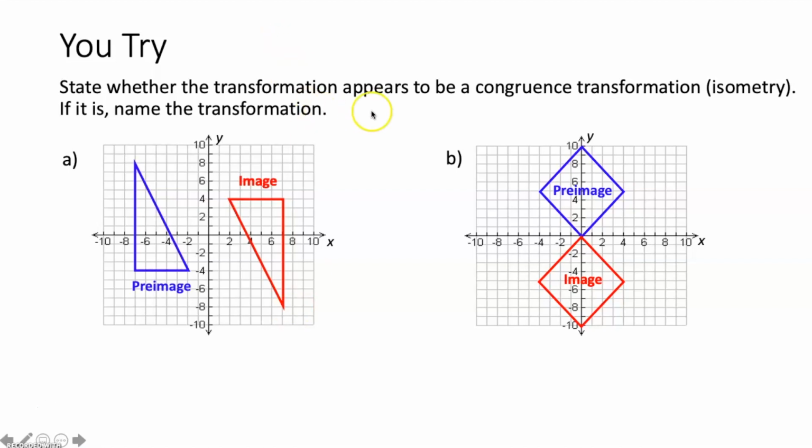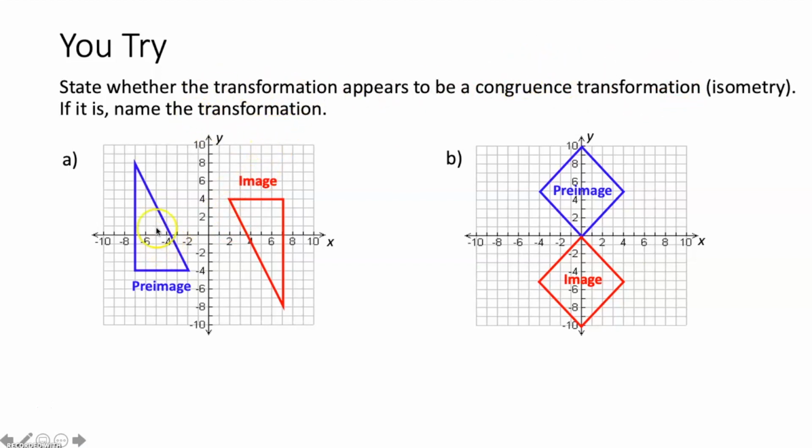Okay, doing the same thing. So first, does this appear to be a congruence transformation? Does the pre-image appear to be congruent to our image? Do the corresponding sides and angles of our pre-image look to be congruent to the corresponding sides and angles of our image? Yeah, they do. So this does appear to be a congruence transformation. The only question is, what type of transformation?